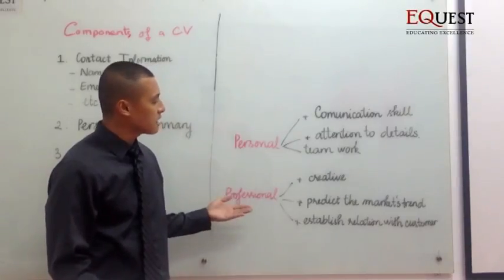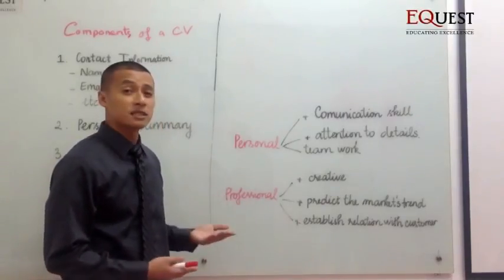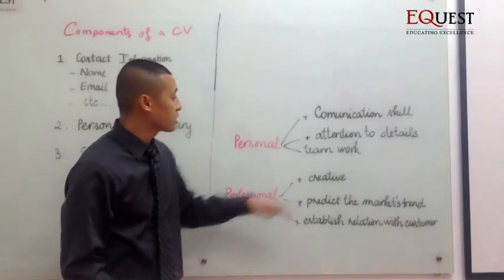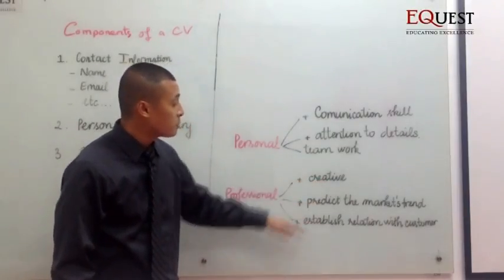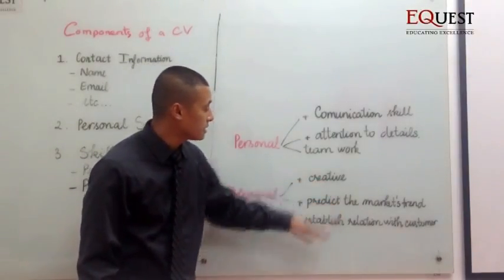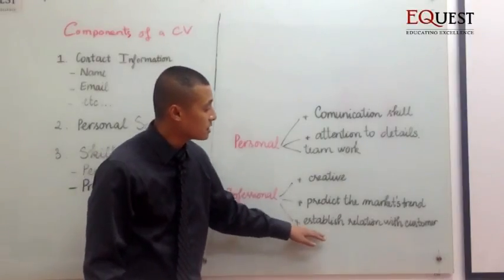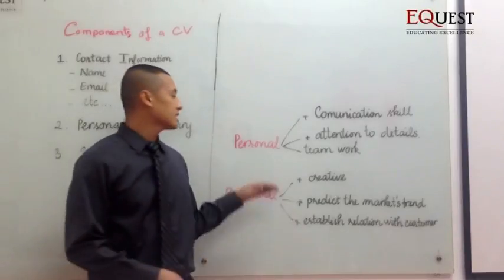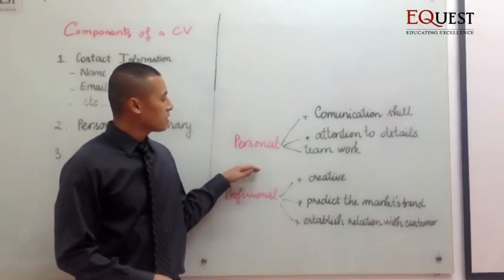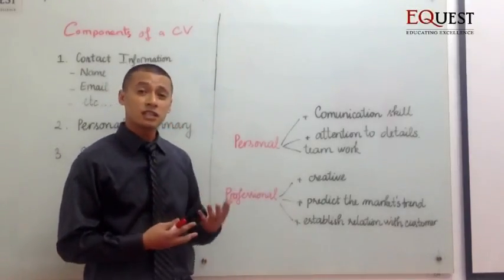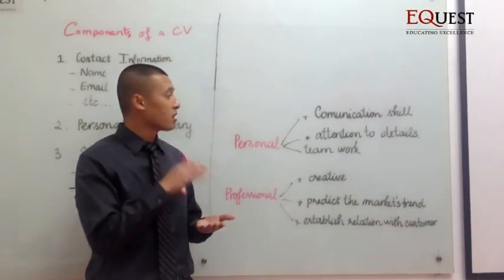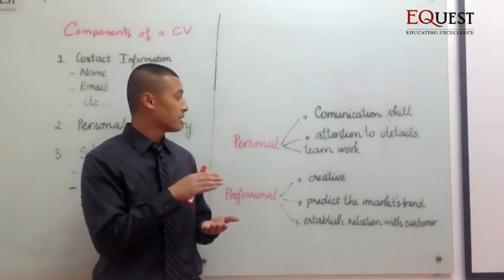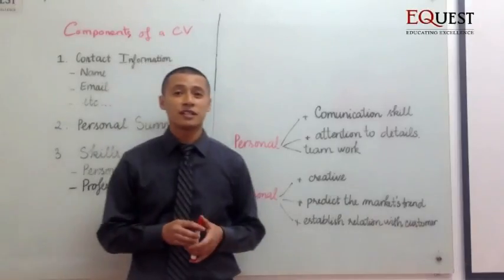So take for example, we apply for a marketing position. You want to mention that you're creative, that you're able to predict the market's trend, and that you're able to establish relationships with customers. Now, for this section, you just want to make sure that you change it for whatever job you apply for, to put the strongest skills at the forefront so that your employers know that you're capable of doing the job.